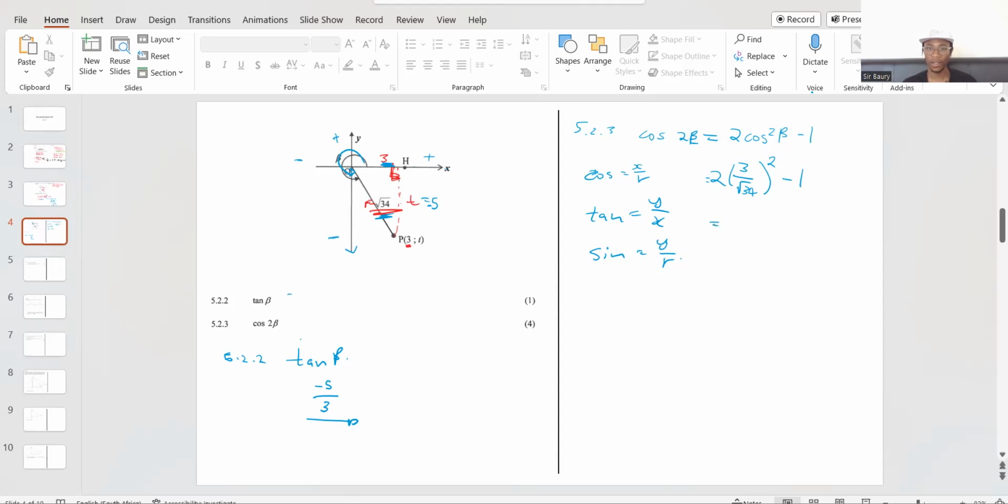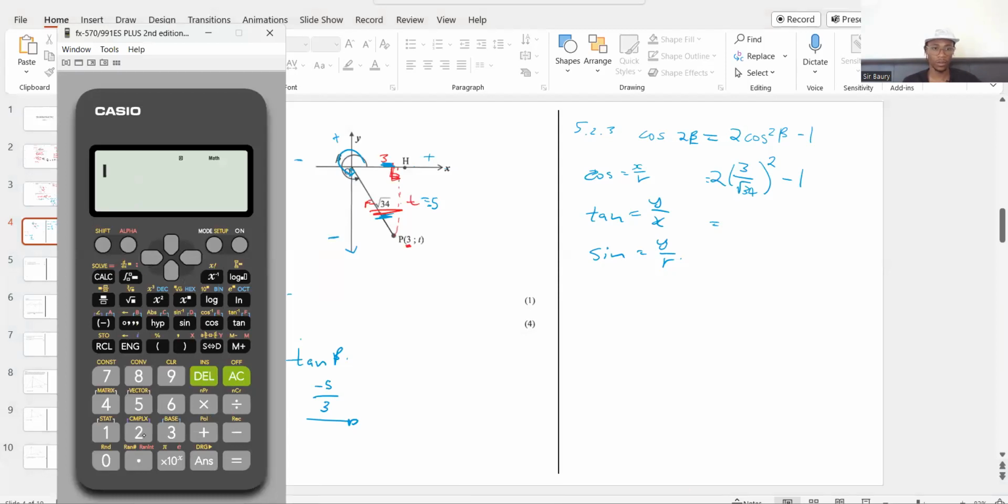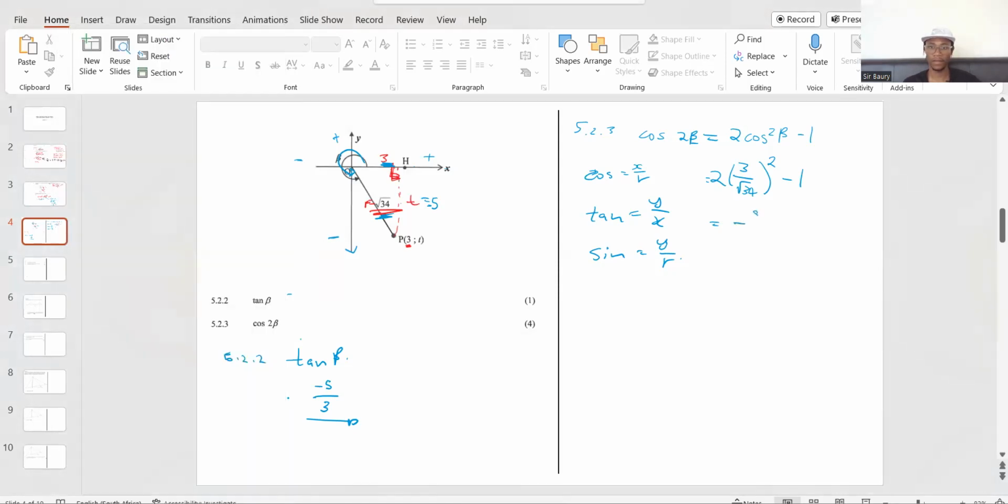So I'm going to say 2 times 3 all over the root of 34, all squared, minus 1. This is going to be 9 over 34. My answer is negative 8 over 17. That's my answer for that question.